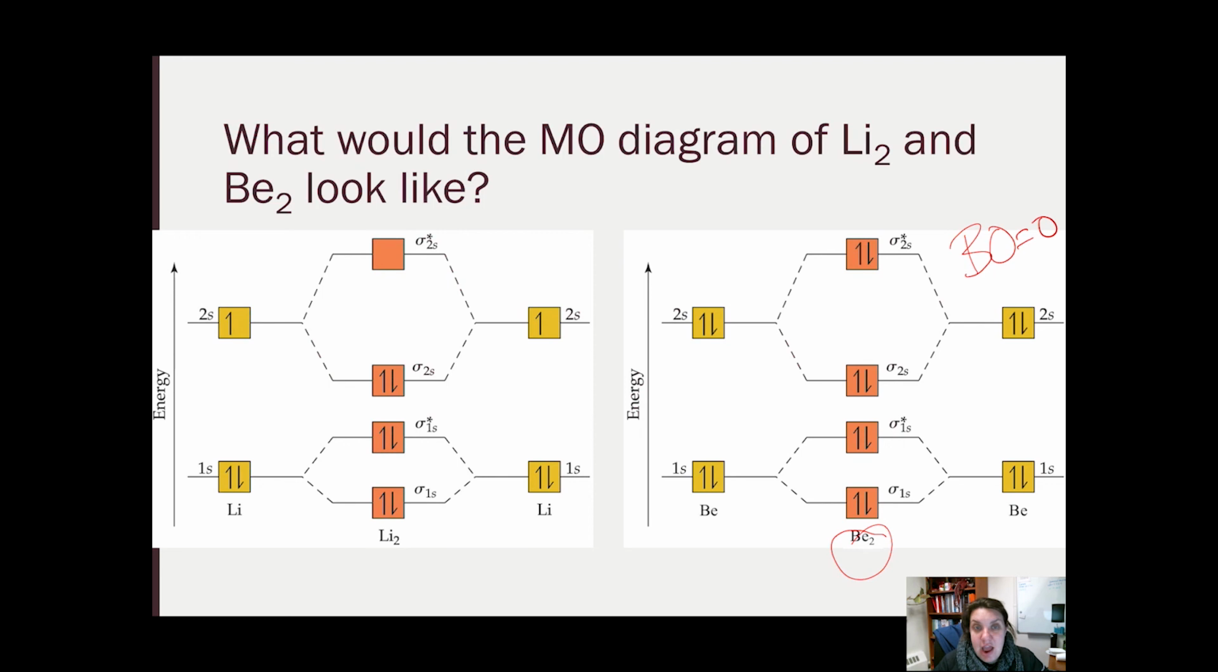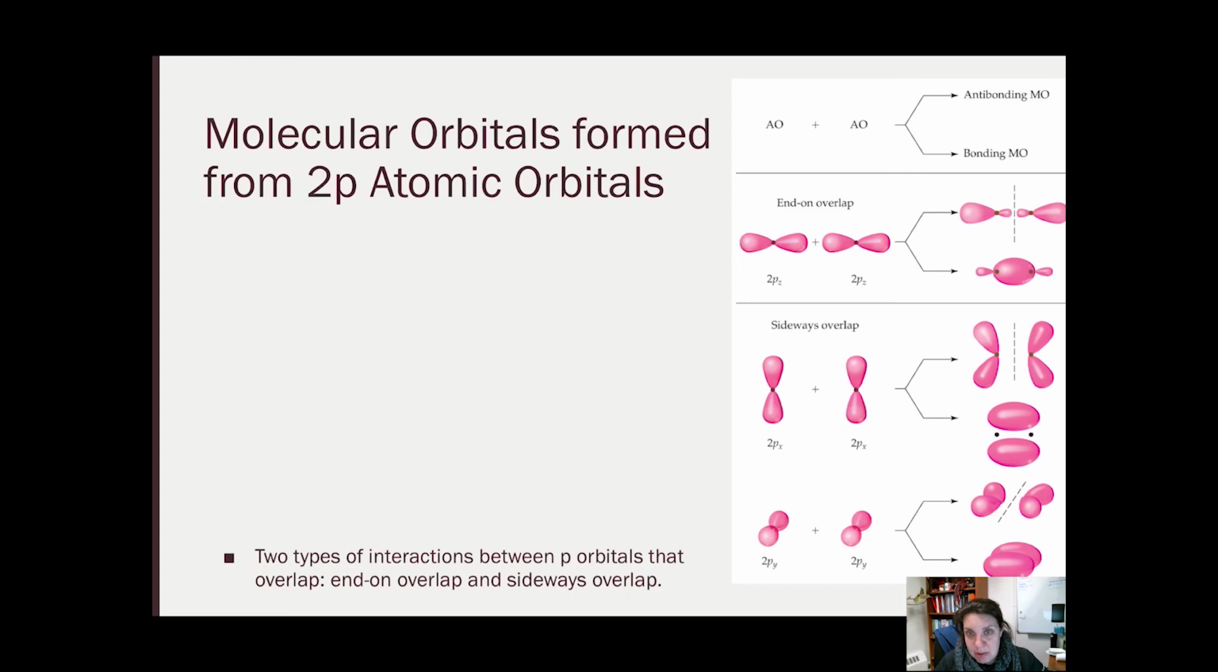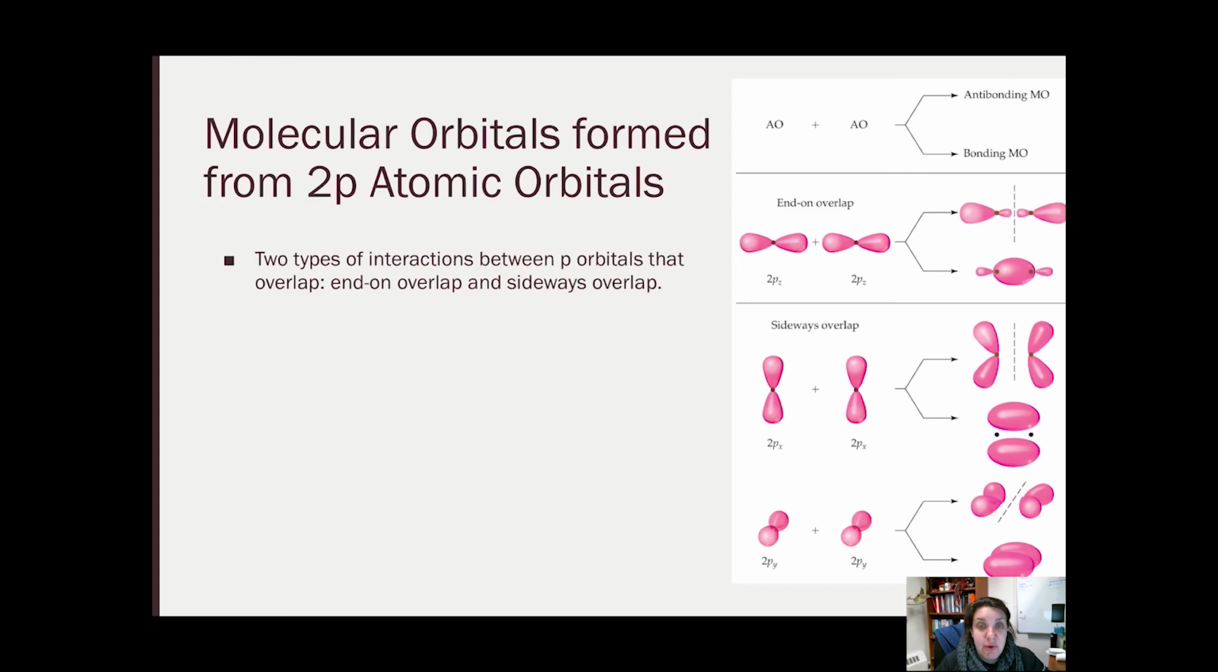So let's look at how our p orbitals are going to affect our molecular orbital diagram. First of all, we have 2 types of interactions between p orbitals. We're no longer dealing with a sphere, we are dealing with a dumbbell shape. So we have either end-on or sideways overlap. End-on is right here, sideways is right below. Our end-on overlap will give us the sigma and sigma star molecular orbitals. Here's our sigma, where we've got electron density between the nuclei, and sigma star, where we have no electron density between the 2 nuclei, and we form a node.